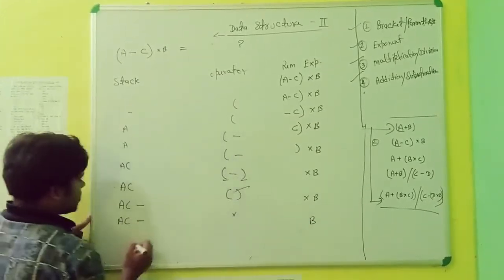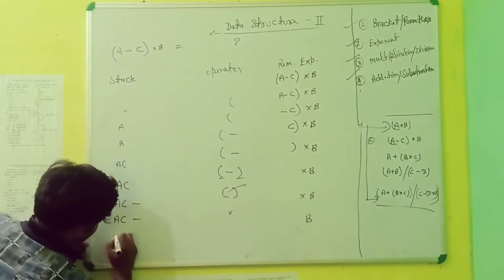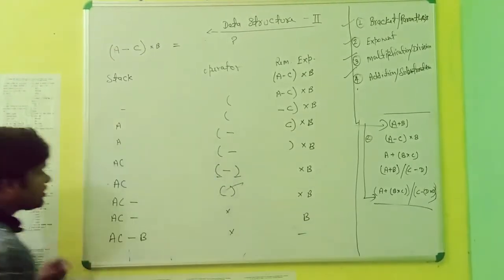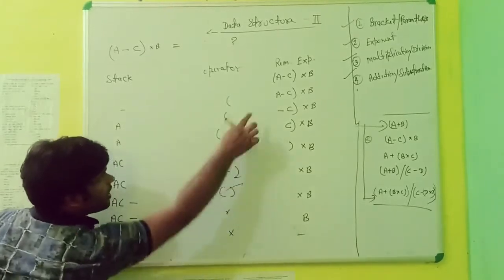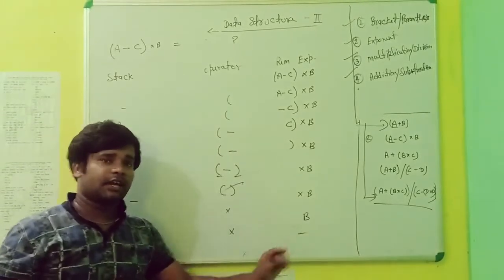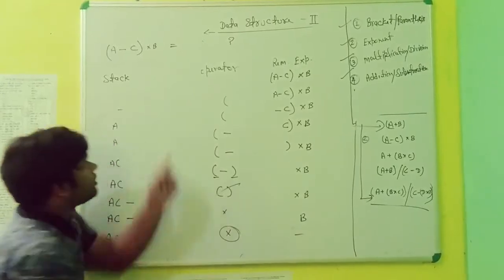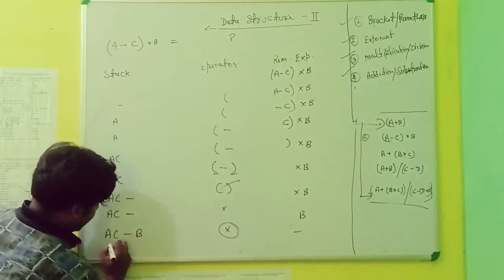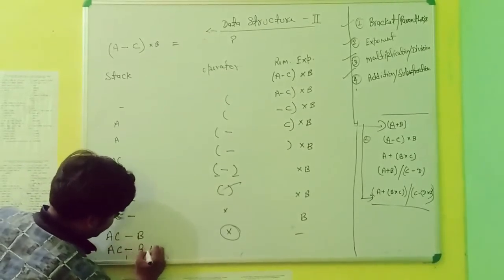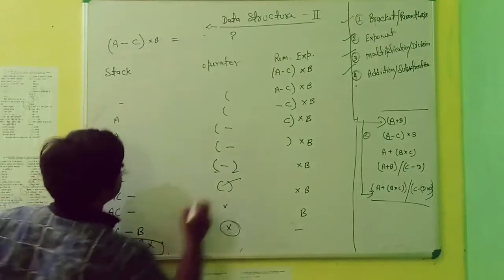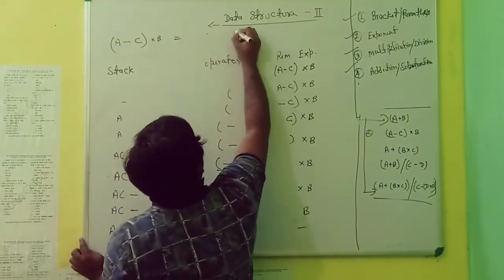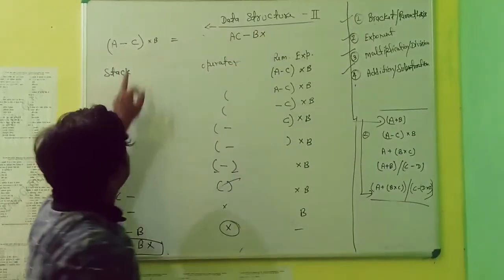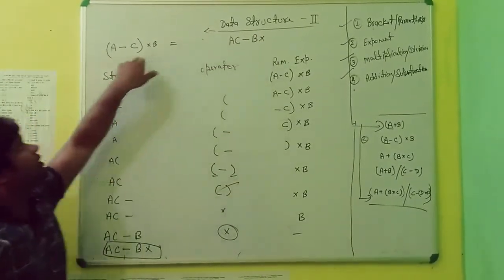Okay. Next, in the next iteration b will come here. Then ac minus b. After that, into. And at last, when the remaining expression column is empty, the operator remaining in the operators column will transfer to the stack column. So the final answer is ac minus b into. That means the answer is ac minus b, multiplication at last. This is the postfix form of this infix expression.